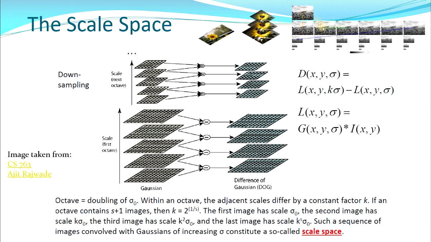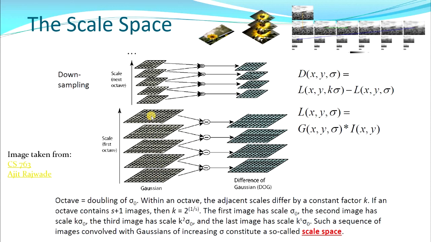So with respect to the original, this is blurred with sigma, and this is blurred with k sigma, which is written over here. So this is sigma, this is k sigma. Then we'll take the difference of both these outputs, and that will be the difference of Gaussian. Further, there will be k squared sigma. So this was blurred with sigma, k squared sigma, k cubed sigma, and so on.